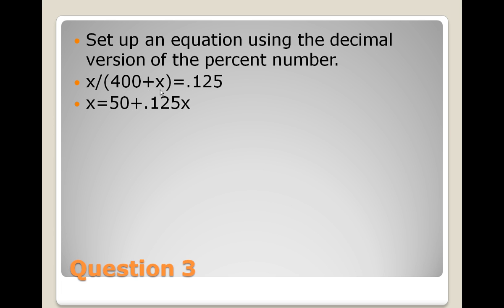Then you just solve. So here you multiply both sides by 400 plus x, which gives you x equals 50 plus 0.125x. Then you subtract 0.125x from both sides, so you get 0.875x equals 50, and then you divide by 0.875, which gives you 57.1, and that's x. Question 4.